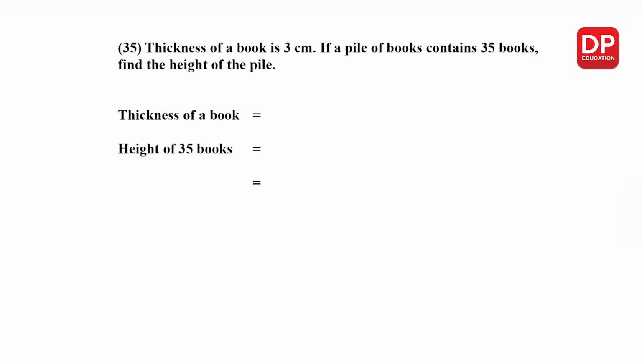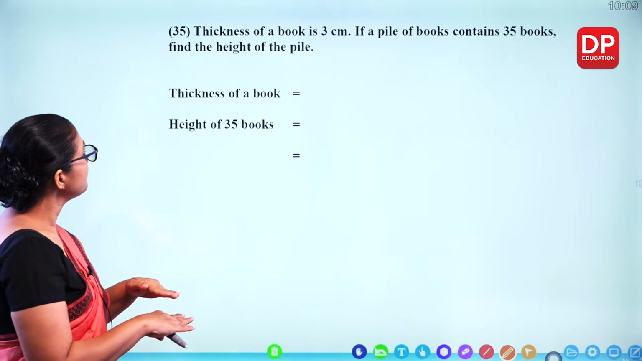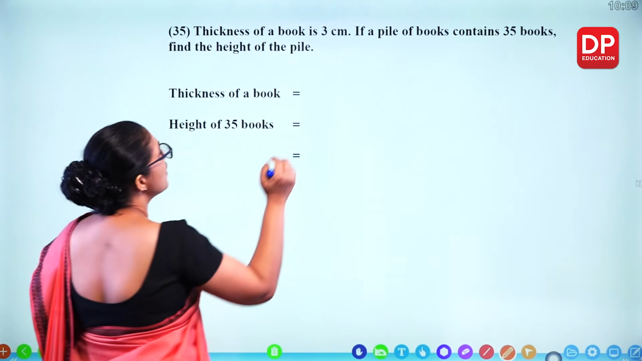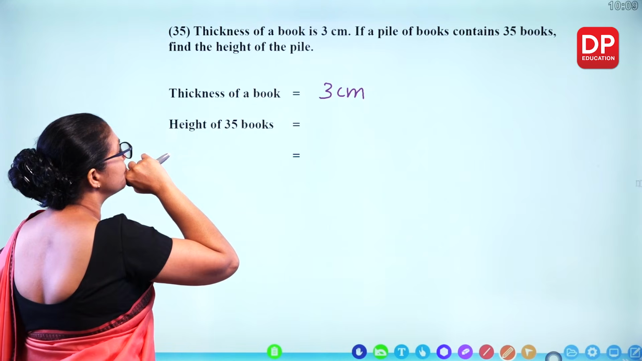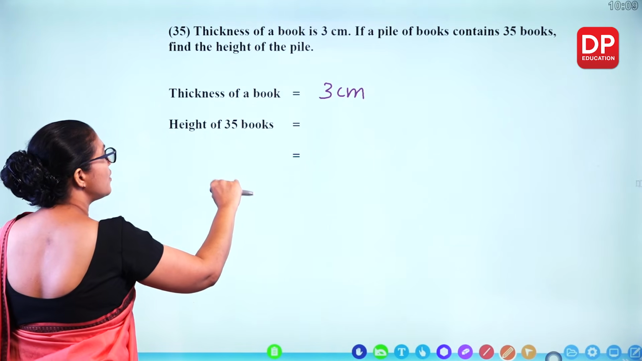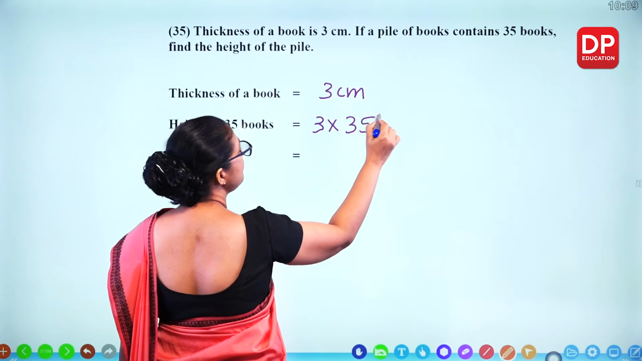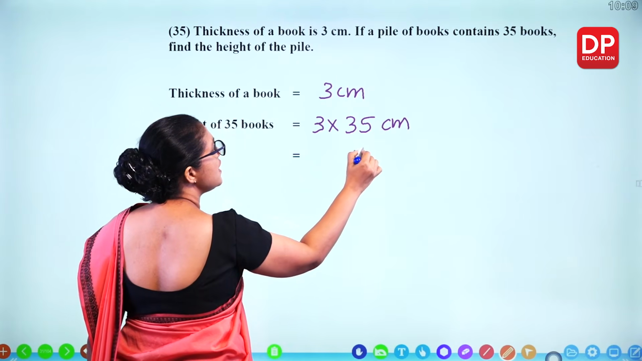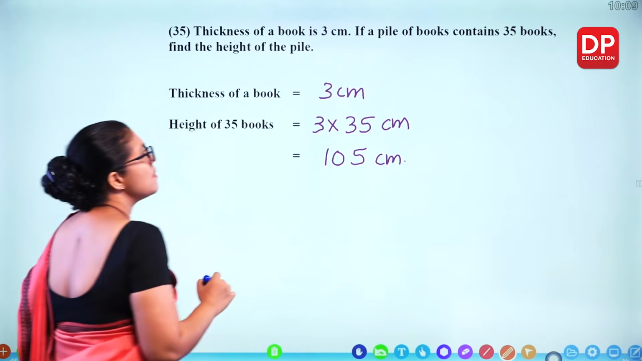Thickness of a book is 3 centimeters. If a pile of books contains 35 books, find the height of the pile. So all the books are put together as a pile. The thickness of a book is 3 centimeters, so what about 35? There you get 35 times that, 3 times 35. 3 times 5, 15. 3 times 3, 9 plus 1, 10. 105 centimeters are there.